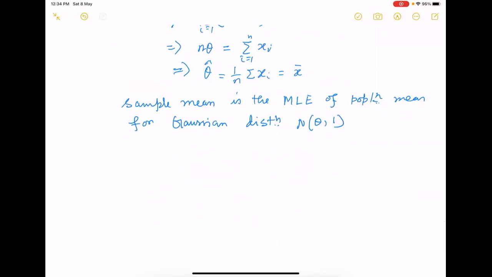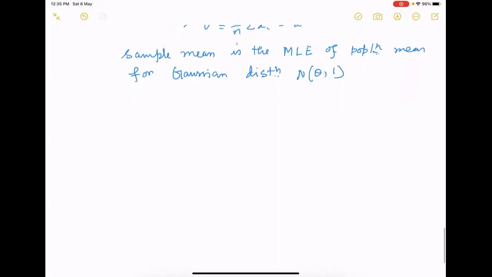Now I am going to prove a theorem. It's a small proof, but it's a very interesting result. It's a very, very powerful result. This is theorem 7.2.10 from Casella and Berger. It's called the invariance property of MLEs.